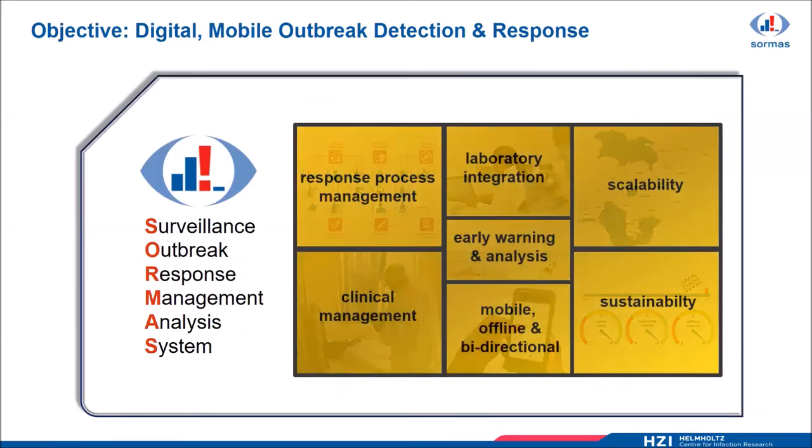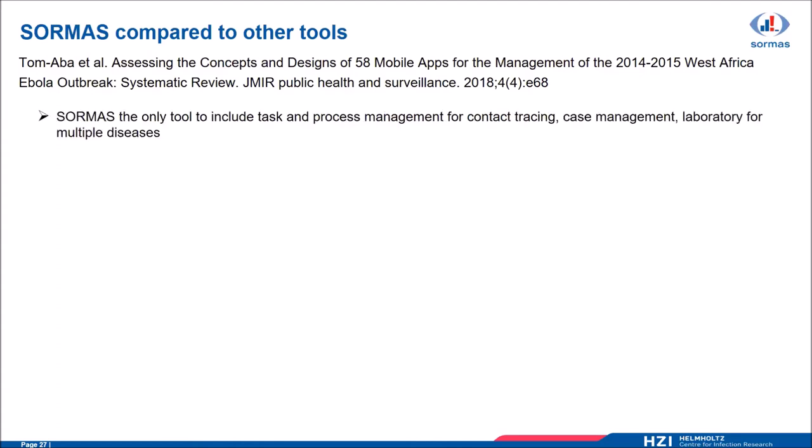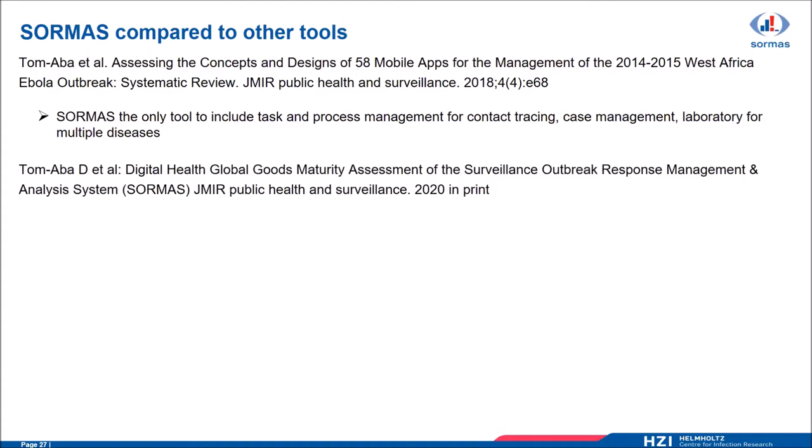Now, when we look at the different processes and management within the system, a lot of questions have been asked about what the functions are and what makes SORMAS different compared to other tools. In 2018, I did an assessment, like a systematic review, assessing the concepts and design of different mobile apps for managing Ebola. Based on this review, we found that SORMAS was the only tool to include tasks and process management for contact tracing, case management, and lab for multiple diseases at the same time. In 2020, my paper just got published about the Global Goods Maturity Assessment of SORMAS, where SORMAS is currently the only tool that fulfills all the Global Goods Maturity criteria under the category of public health surveillance. It's important to note that.